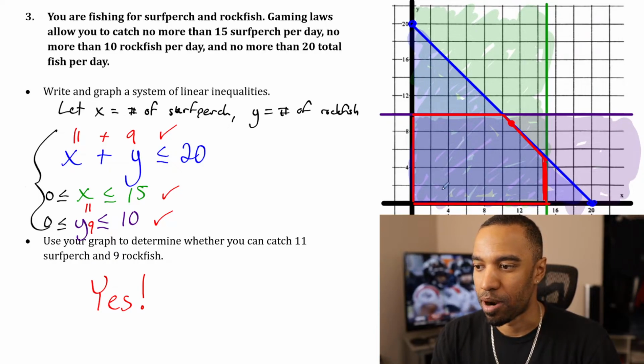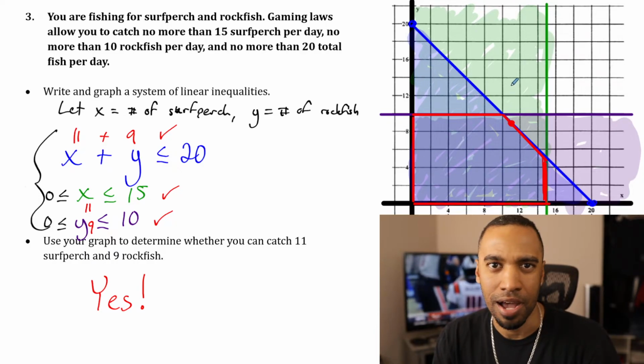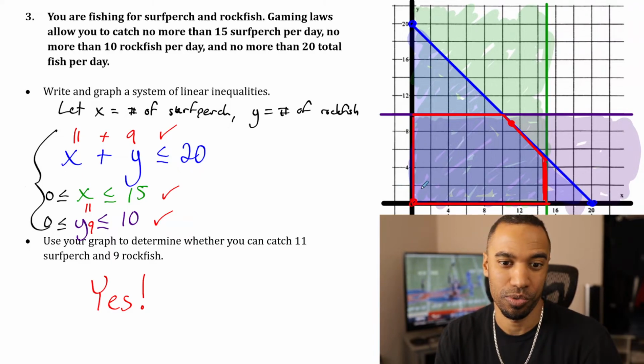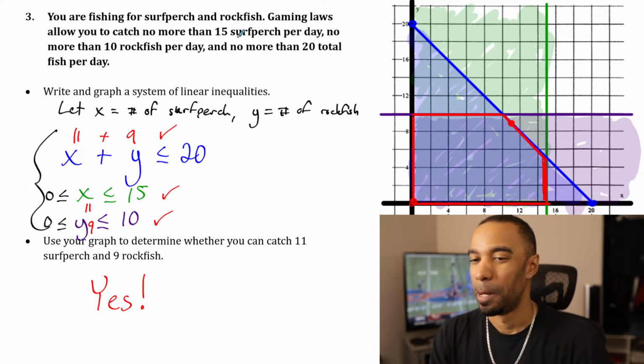All right, that's it for that problem. And again, anything within here is fine. It's nothing about cost or anything like that. It's just within this region. That means 0, 0 does work. You can choose not to fish and you won't get in trouble. All right, let's go ahead.